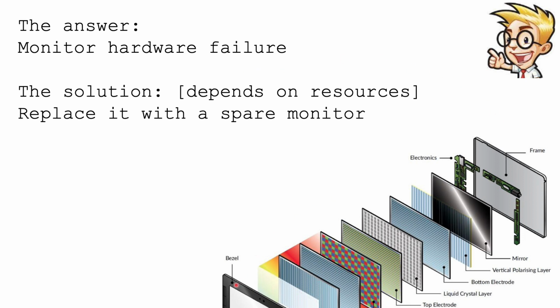If you look at liquid crystal displays, they have bezels, different layers, I believe these are called TFTs, liquid crystal layers, electrodes, a polarizing layer, there's a mirror, there's electronics, there's a frame, and light that goes through it. There are so many parts to this monitor, it would be quite hard to identify exactly what's wrong. So your solution will vary from company to company, from department to department. It depends on the resources that you have. Luckily, I had a spare monitor to test, and that got us going.